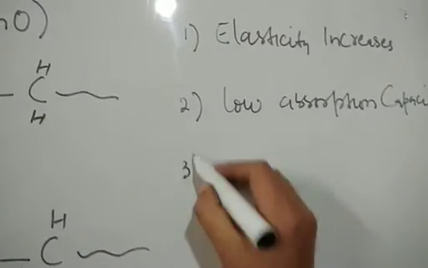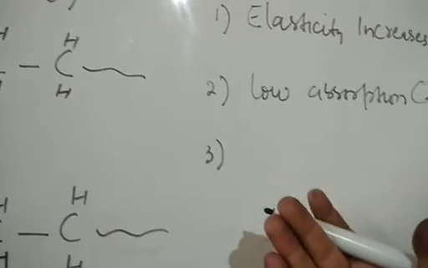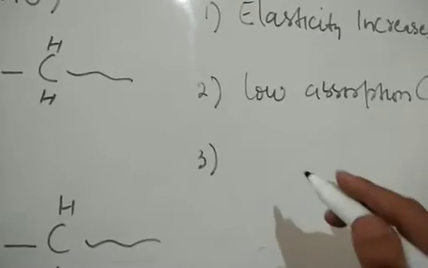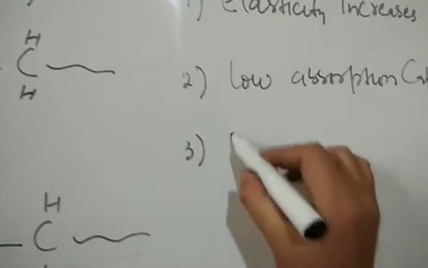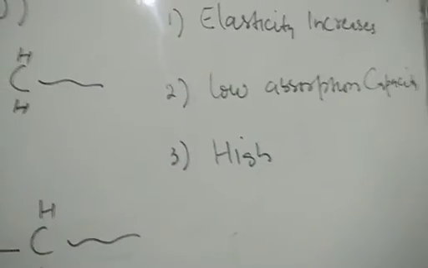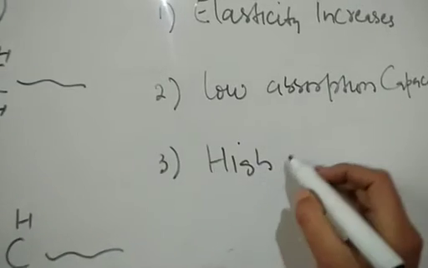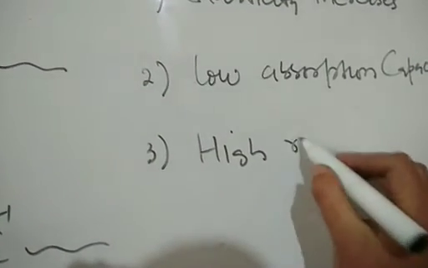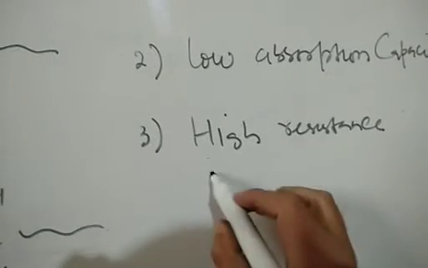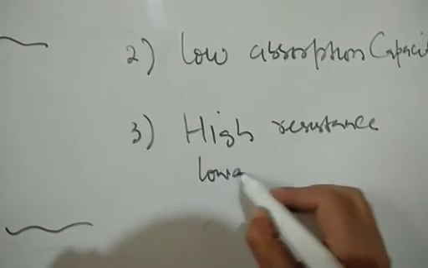Third, the property that gets changed is that it has high resistance towards oxidation now. As I said in the last lecture, usually rubber gets oxidized, so it has high resistance towards oxidizing agents.